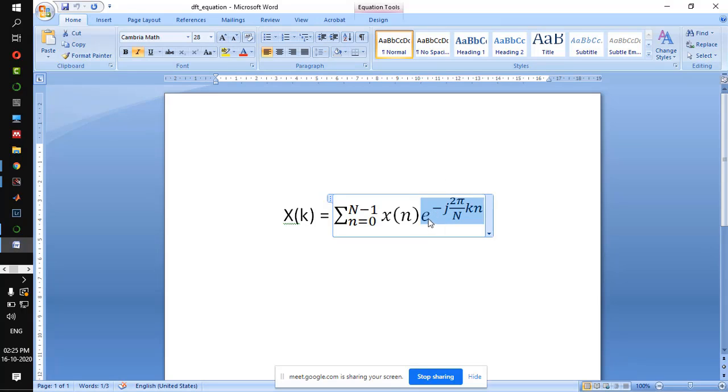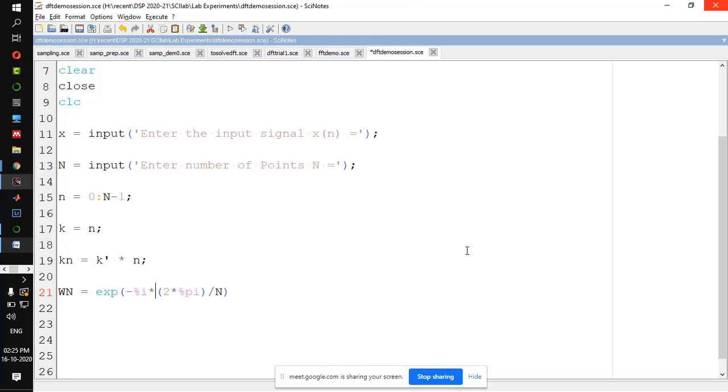So this twiddle factor has to be taken to the power of kn, so it is W_N power kn. This kn has to go above this W_N. So ultimately I get a matrix W equal to W_N dot power kn. I'll tell you what this dot power is in a moment, but for the time being, W is now a matrix.